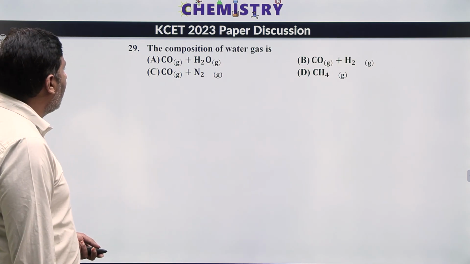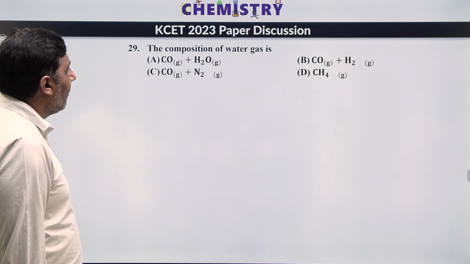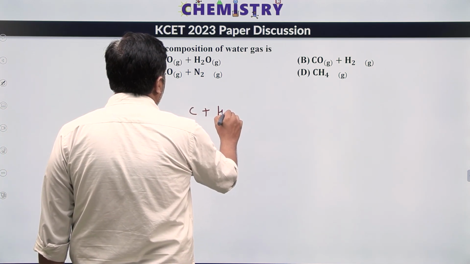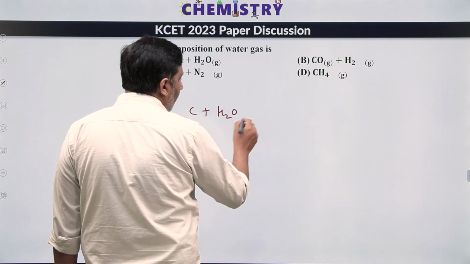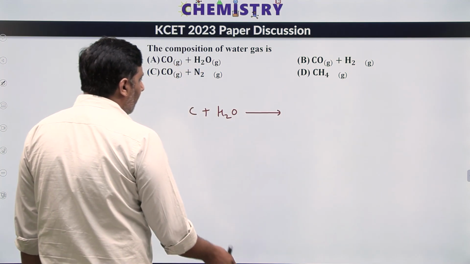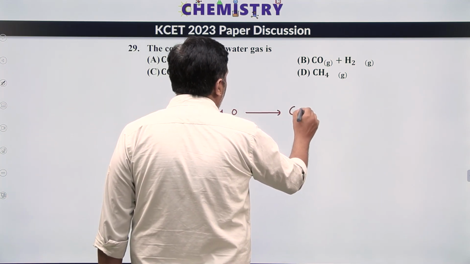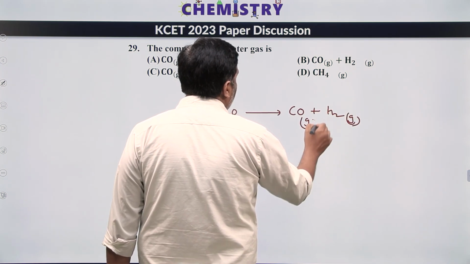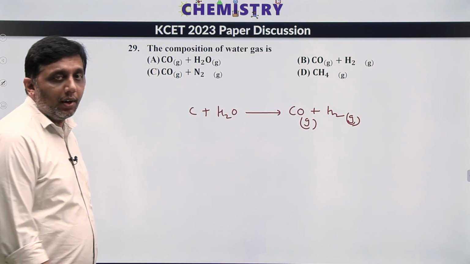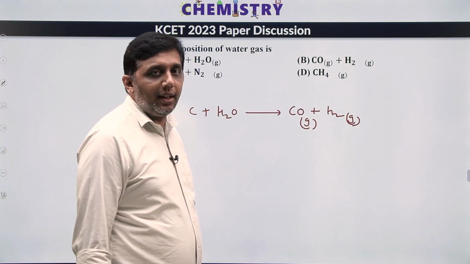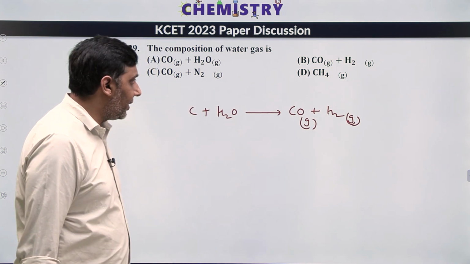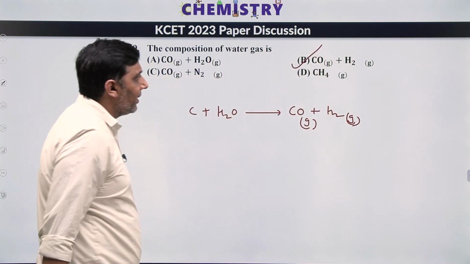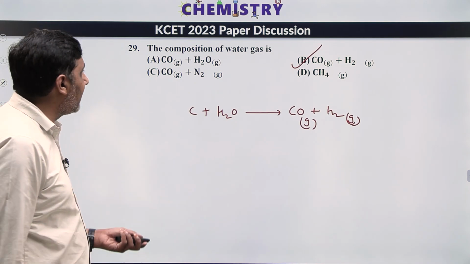Next, the 29th question, let us see. The composition of water gas is... What is water gas? How is it produced? When red hot coke reacts with steam, this is going to give carbon monoxide plus H2 gas. This particular gas mixture is what we call syn gas or synthetic gas, which is also known as water gas, right? What is going to be the answer now? The answer is going to be B, CO plus H2. This is also directly from NCERT.